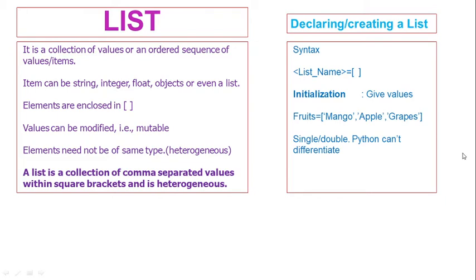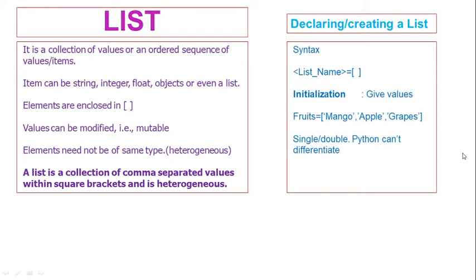So what is actually a list? A list is nothing but a collection of elements. Elements can be of any type: integer, floating type, string type, any type. Even a list can be a part of a list, an element of a list. It is a collection of values, or an ordered sequence of values or items.